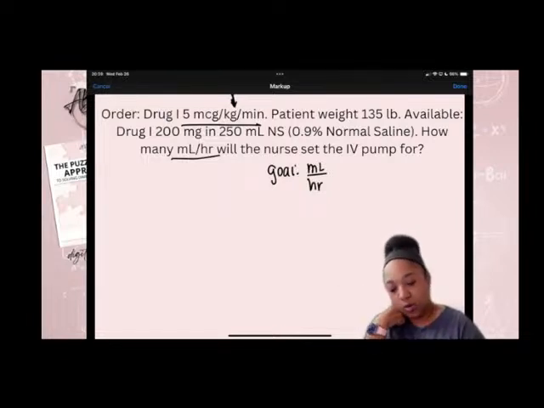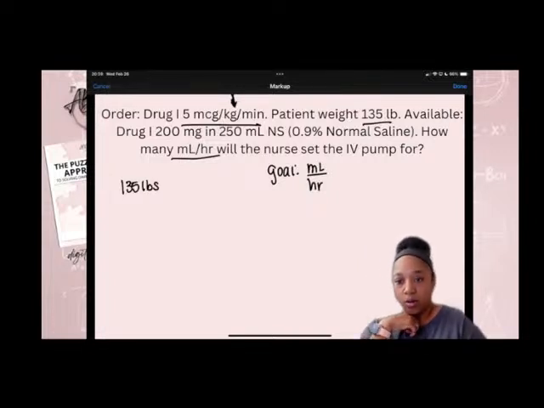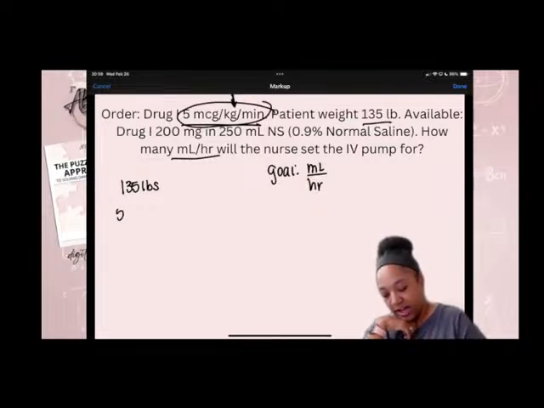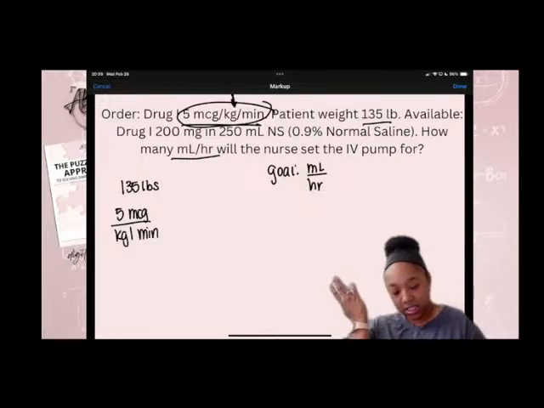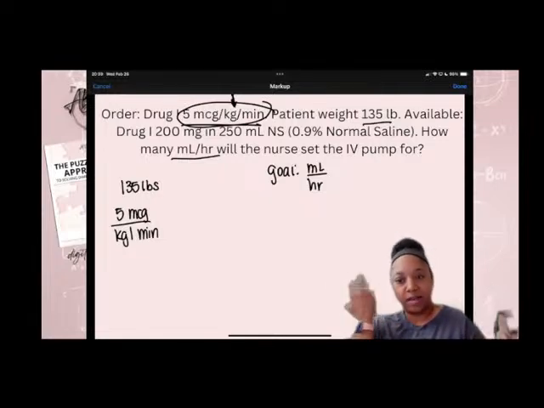Okay, so what is our patient's weight? 135 pounds. Okay, what is the prescription? 5 mics per kilogram per minute. Okay. And then what is the medicine that's available?